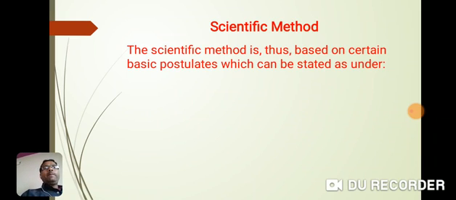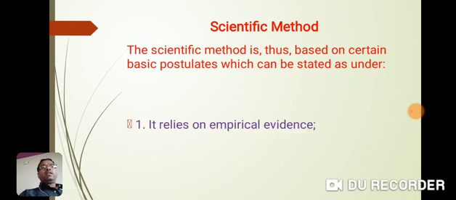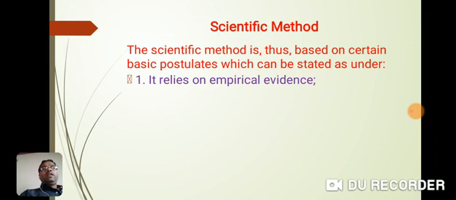Now, the scientific method is thus based on certain basic postulates, which can be stated as under. Postulates means the theory, the principle, or the rule which is mostly accepted by people to be true. Number 1. Scientific method relies on empirical evidence. The main thing of scientific method is that it is based on the empirical evidence. Empirical evidence means experimental and practical experience is expected here.